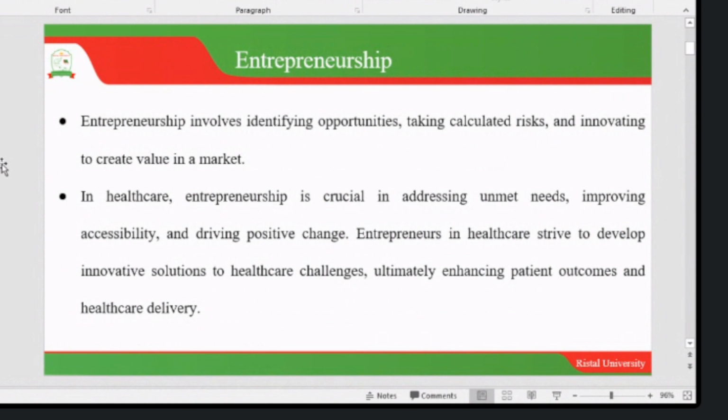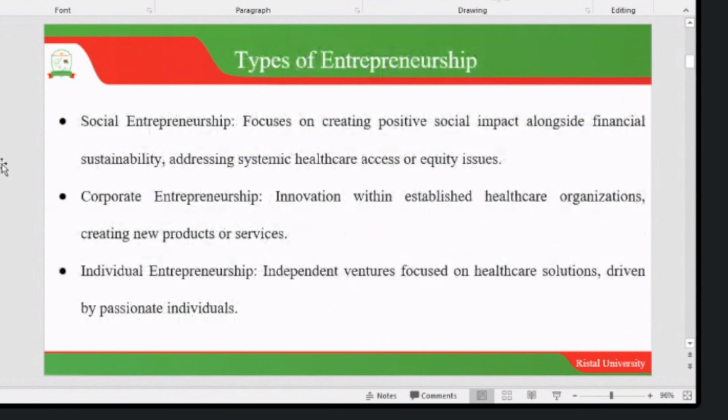It also drives positive change, but also entrepreneurs in healthcare strive to develop innovative solutions, like said earlier, to healthcare challenges, and ultimately this enables them to enhance patient outcomes and healthcare delivery. So in the end, you realize that entrepreneurship in the healthcare sector is a bit different, in a way that there is that goal of meeting the end users' needs, improving the life of the people, and not just focusing only on the profits. Yes, the profits are good for any entrepreneurship venture to be sustained, but in healthcare, you really want to focus on improving the lives of people.